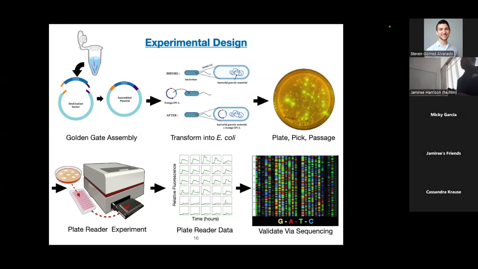After that, we can take these phenotypes. We can take the cells that exist within these wells and then send them off to a company that will tell us what sequences exist within these cells, right? That way we can basically validate that the sequence that we thought was in the cell is actually in the cell. It's just one more validation step.